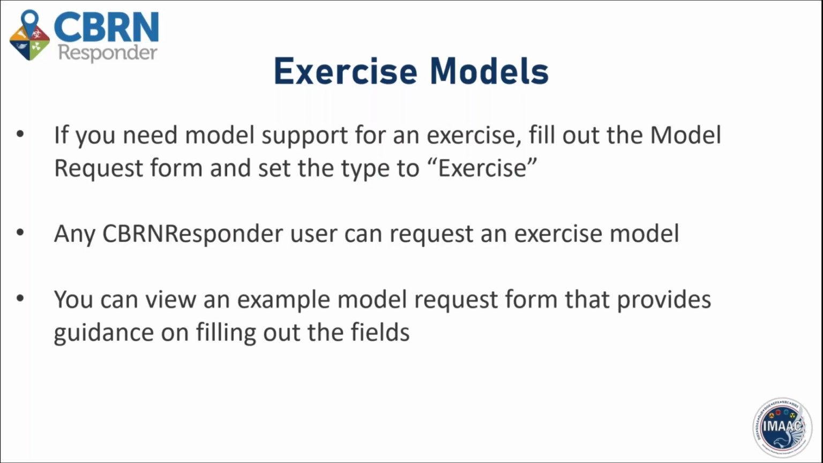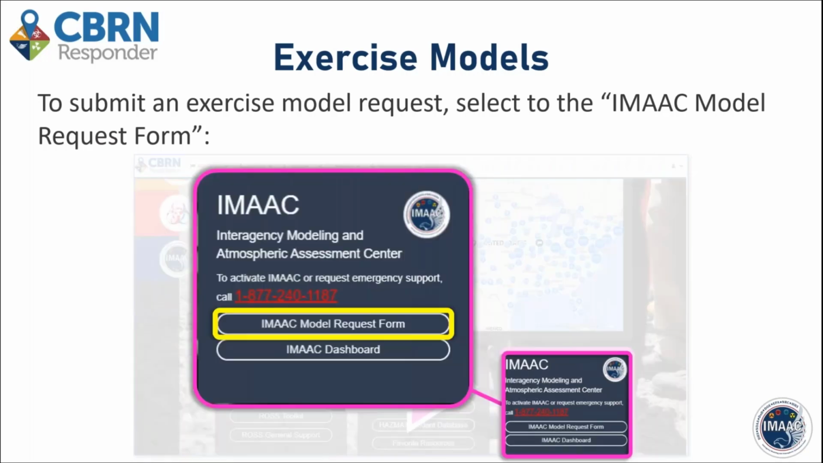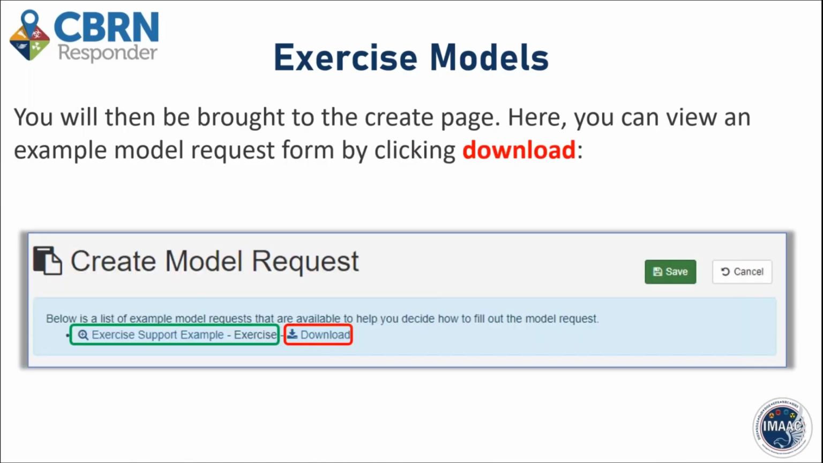And there is an example model request form that is provided by IMAAC that gives you some guidance as you're filling out the form. So to access this model request form, you can navigate to the home page after logging in. And on the IMAAC tile, click IMAAC model request form. And this will bring you directly to the create model request page. So at the very top, you will see this message in blue that has an example model request for you to view. So you can download this by clicking the download icon.